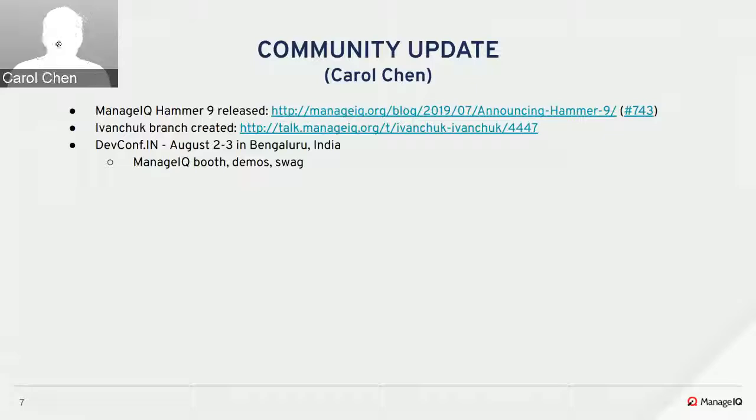Hey, thank you, John. So for the community update, we have the latest release of Hammer 9, just released earlier this week, I think yesterday, and the blog post is part of the online press, so it's available. Take a look, check it out. And next, the I release, which is named after Vasily Ivanchuk. The branch has been created, so please check out Jason's forum post on our talk forum on the labeling and the backporting process and information.